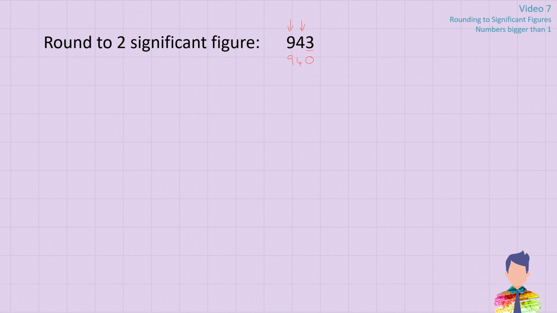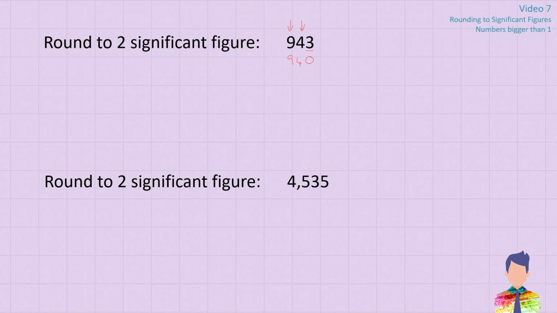Let's have a look at another one. 2 significant figures again. This is our first number of significance, second number of significance. These are the ones that we're looking to convert to zeros if we can. Yes, that 3 is in the lower half, so it's under 5. So we can just replace both the 3 and the 5 with zeros, and the 4 and the 5 stay where they are.